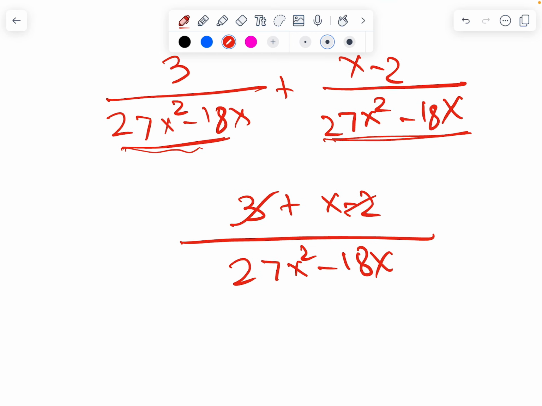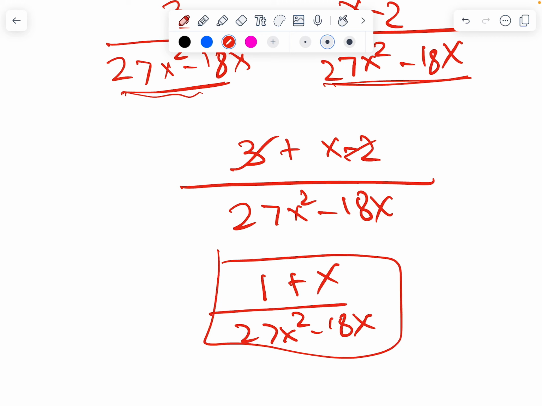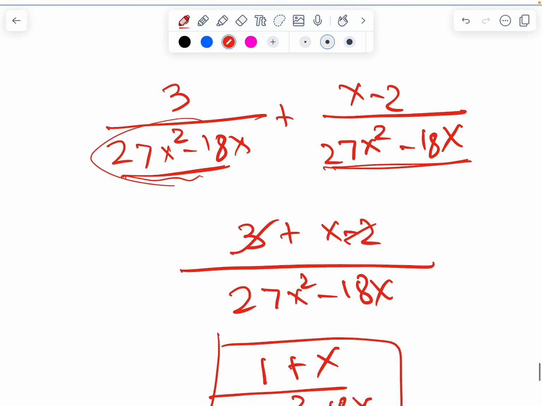3 minus 2 is 1, so the whole thing is going to turn into (1 plus x) over (27x squared minus 18x). So this is something that looks pretty painful, but it's actually super easy because we started off with our common denominator. If we didn't have the common denominator, we would try to factor those to see what they did have in common and go from there. Okay, that's it.